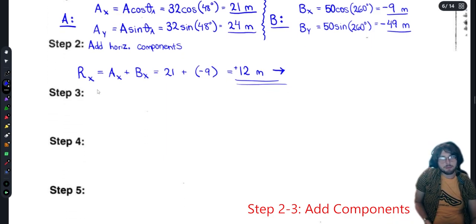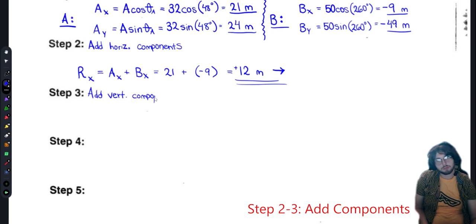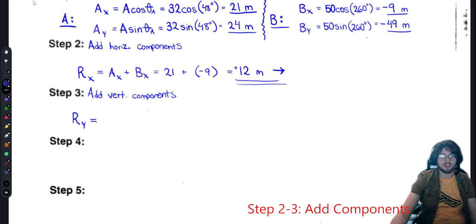So now again, step 3 is the same thing, but for the vertical direction. So we're going to add the vertical components, and I want you to do this step. So now just keep in mind, we're going to call this ry, and it's going to equal, well, I'll let you figure it out. So we'll pause again, work this out on your own, and then come back, and we will move on from here. See you soon.